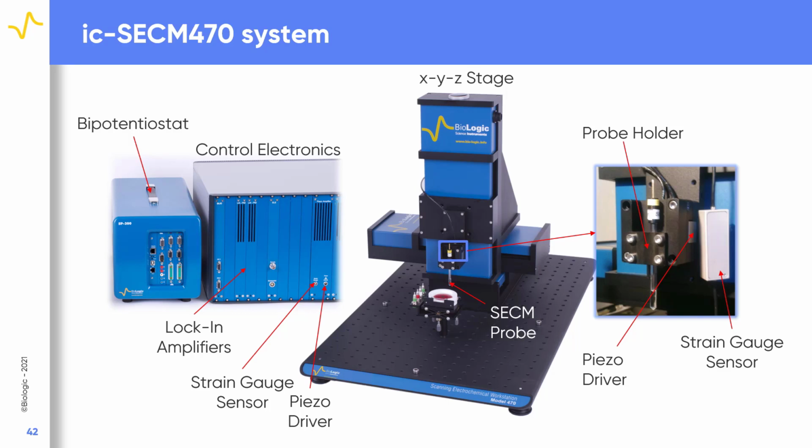As with constant height SECM, ic-SECM also makes use of a bipotentiostat with EIS capability, control electronics to interface and control all of the electronics with the PC, and an XYZ scanning stage for precise movement of the probe. The SECM probe used in ic-SECM can also be used in constant height SECM, all of which allows easy transfer between different SECM experiment types.